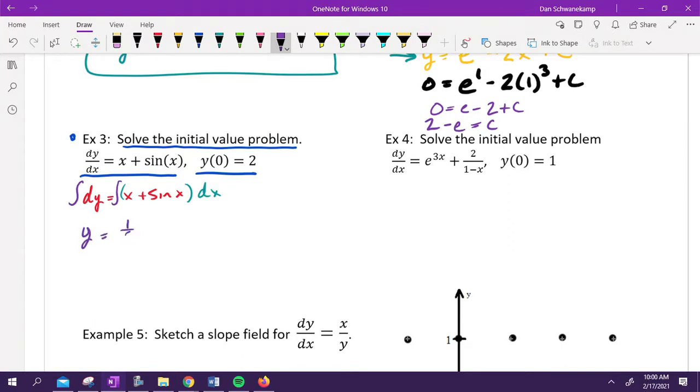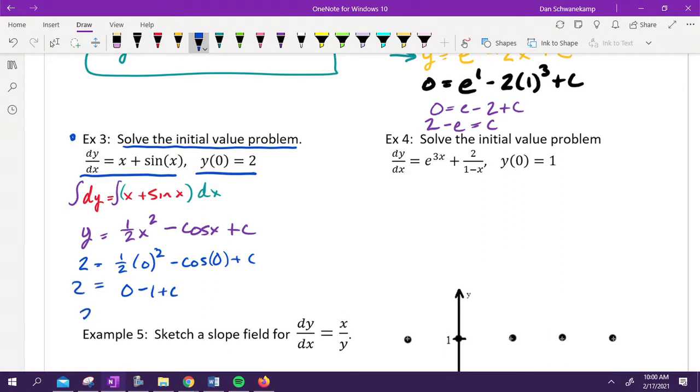y equals 1/2 x squared. Good. Minus cosine x. Wonderful. That is his antiderivative. That is his general solution. That's not where I'm going to end. Luke J., what am I going to do next? Yep, plug in 0 and 2. So I'm plugging in 2 for y and 0 for x. Luke, what is cosine at 0 going to get me? That is 1. So it's 0 minus 1 plus c is equal to 2.